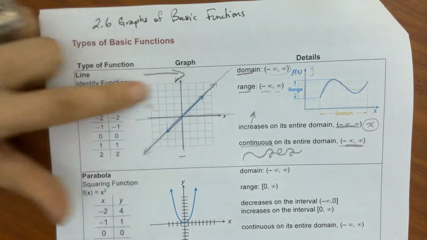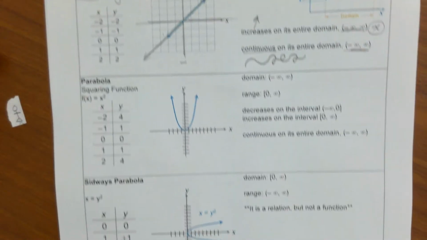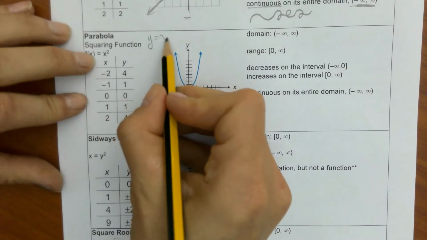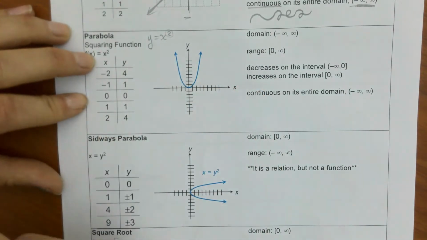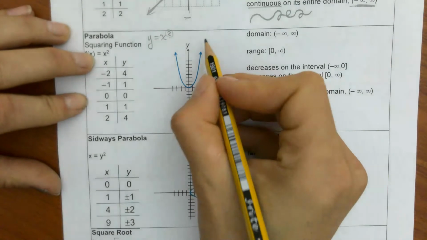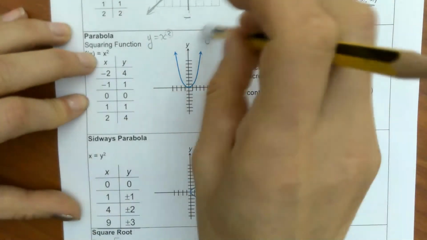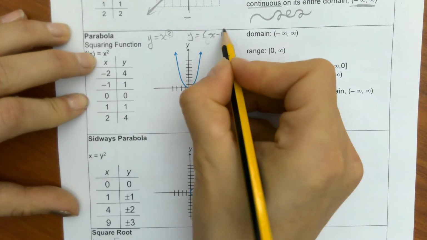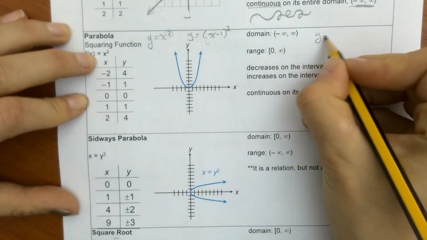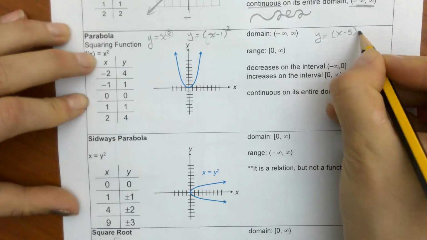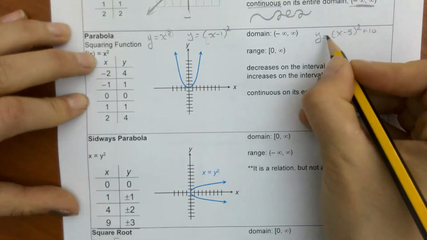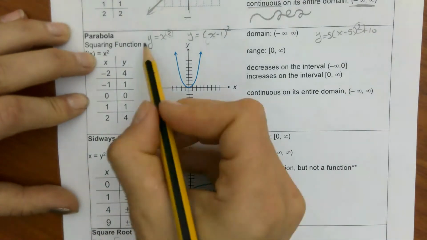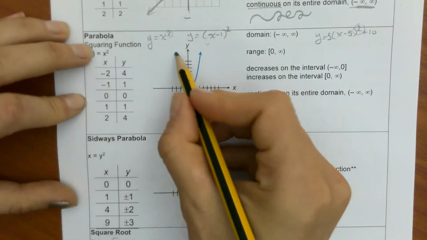Okay, let's look at the next one. Parabola. So when you see the equation with a 2, and the biggest exponent is a 2, it could go like this. Y equals (x minus 1) squared. It could be y equals (x minus 5) squared plus 10. You could have a 5 in front. When you see that 2, you go, oh, it's a parabola, which means it's a happy face.